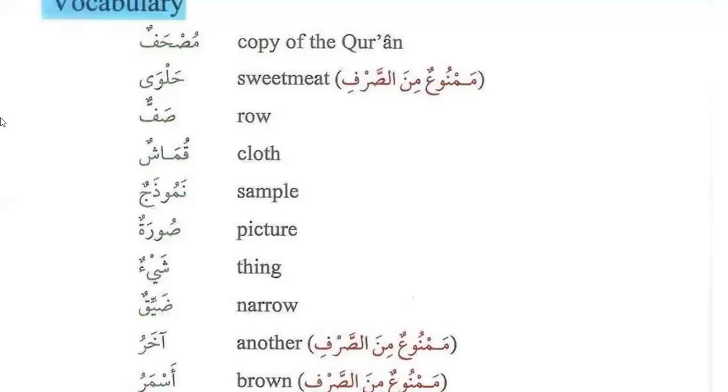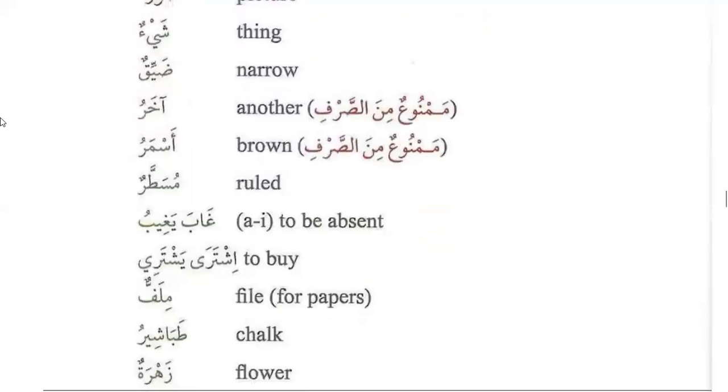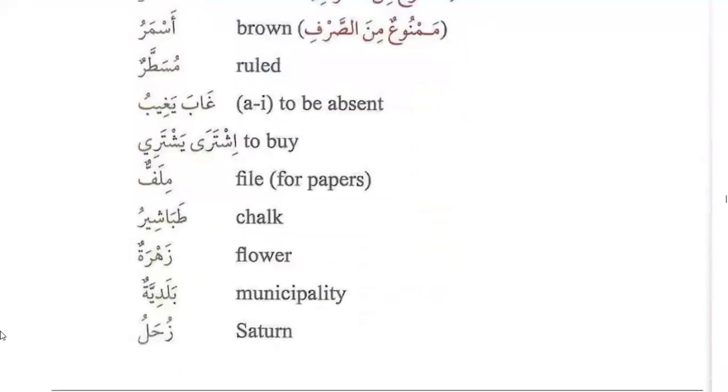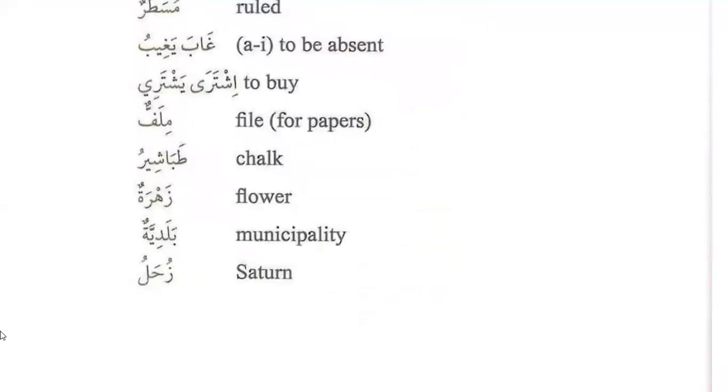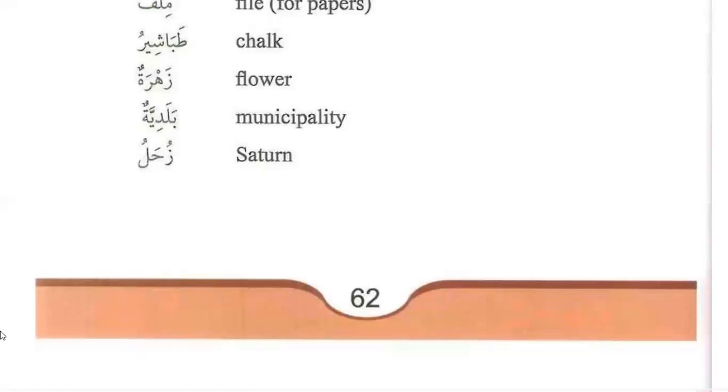Okay, Mushafun, copy of the Quran. Halwa, sweet meat. Mamnu minas sarf. Saffun, row. Qumashun, cloth. Namuzajun, sample. Suratun, picture. Shayun, thing. Daiqun, narrow. Akharu, another. Mamnu minas sarf. Asmaru, brown. Mamnu minas sarf. Musattarun, ruled. Gaba, yaghibu: to be absent. Ishtara, yashtari: to buy. Milaffun, file, for papers. Tabashiru, chalk. Zahratun, flower. Baladiyatun, municipality. Zuhalun, storm.